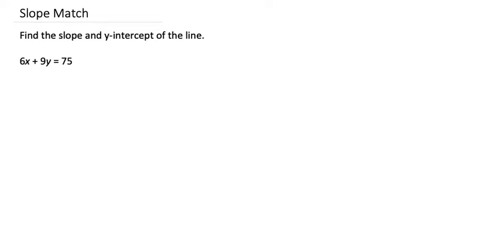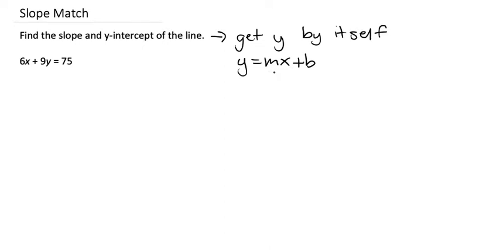In this video, we're going to talk about how to find the slope and y-intercept of a line when it is written in what is sometimes called standard form, where we have x and y on the same side of the equation. So to identify the slope and y-intercept, what we need to do is get y by itself. And that will put the equation into y equals mx plus b form. Once it's in y equals mx plus b form, we can easily identify the slope and the y-intercept.